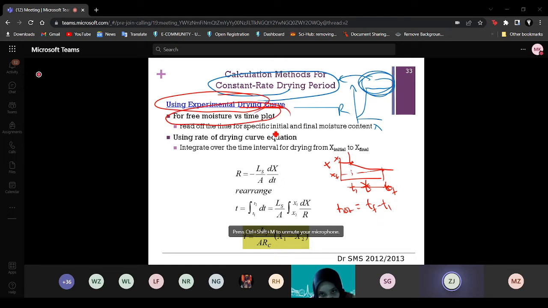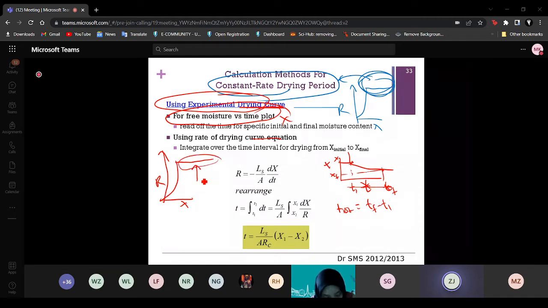It's very simple, this one. Okay, using the plot. But normally the question will be this one. Okay, using this one. And another one, if you have a rate of drying curve. So how to find the time for drying? So the rate of drying curve is where you have R versus X. Something like this. So now we focus on this constant rate. All right. So how to get the time for drying if you have this kind of information?